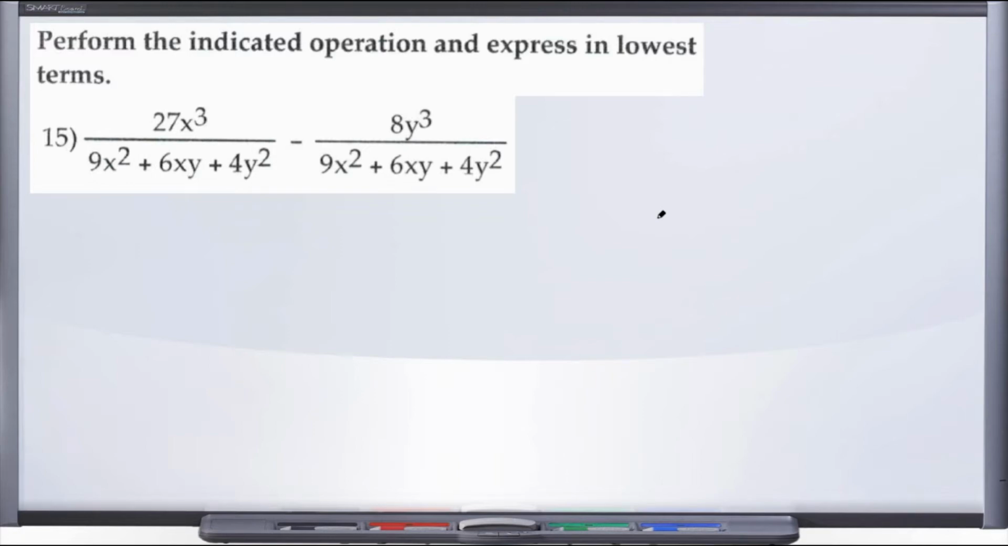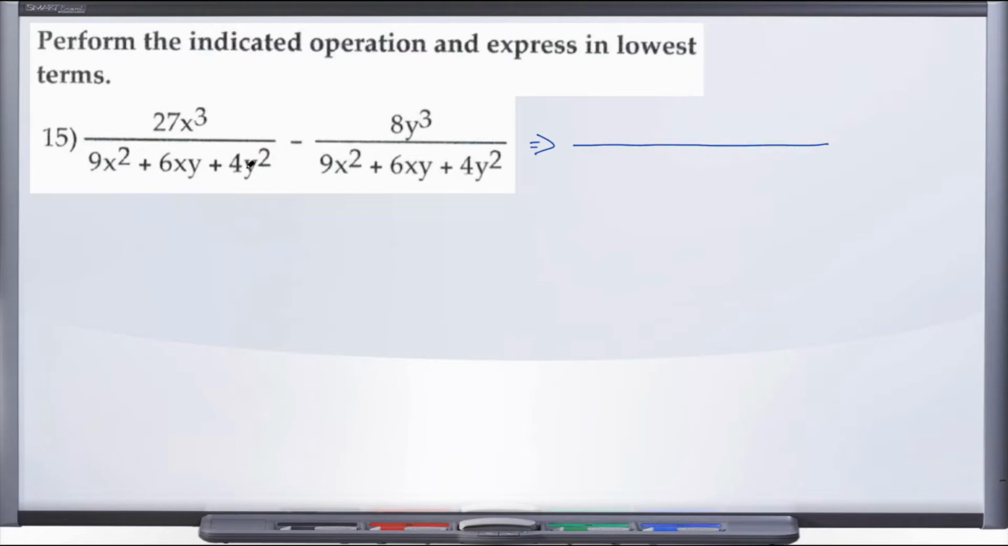All right, so as we pick up here at number 15, we are still performing the indicated operation and expressing in lowest terms. Well, we know by now that when we're dealing with fractions, which we are here, and we are adding and subtracting fractions, we need a common denominator. Well, we've been given a common denominator, so these last several, 12, 13, 14, now 15, we've all been given a common denominator, which is really nice of them because that takes out a lot of the work.